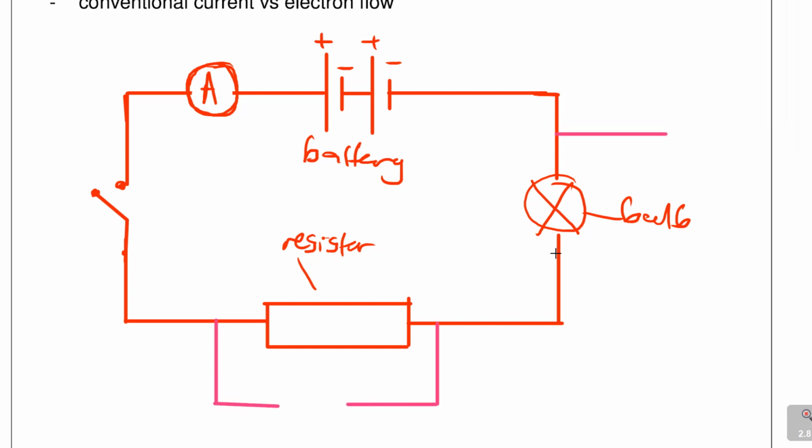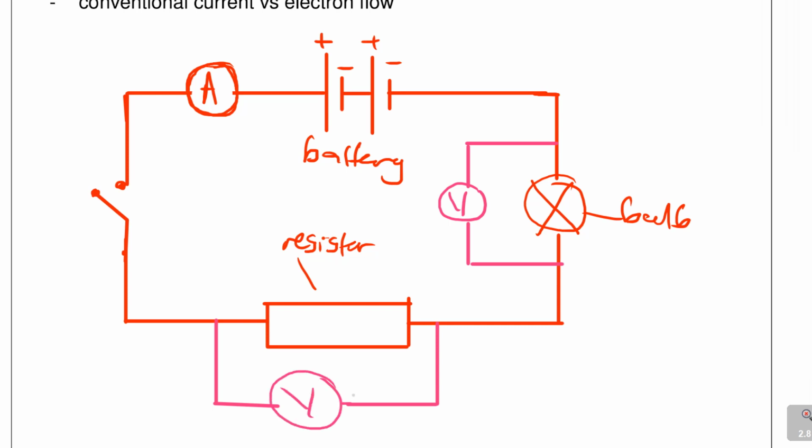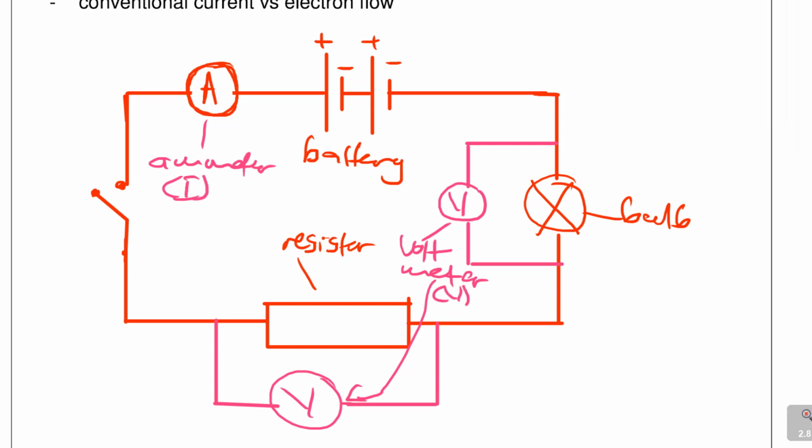Even if I want to connect a voltmeter here, the voltmeter will be connected across. We say you connect it across. So that's where you have a voltmeter there and a voltmeter there. See, it's connected across. So this is the voltmeter, and this is the ammeter. With the ammeter, you are measuring current. Current is I. With the voltmeter, you are measuring voltage, which is V. Resistance is denoted by R, and this is the switch.